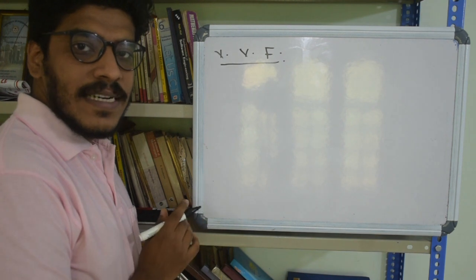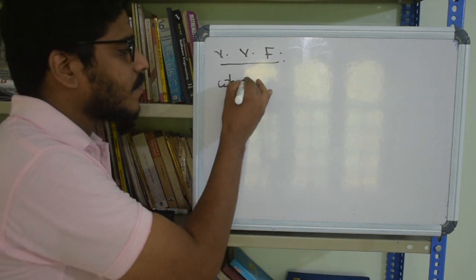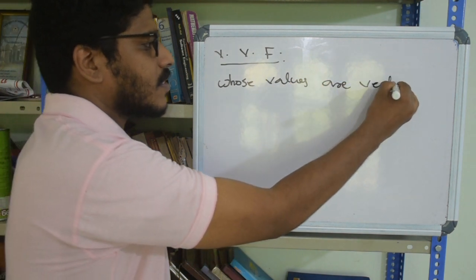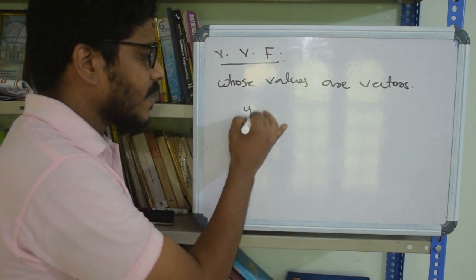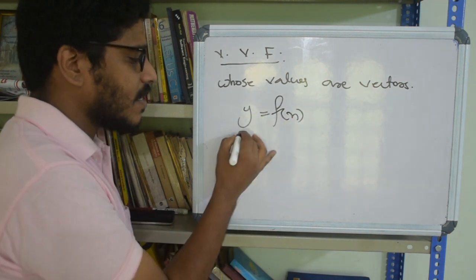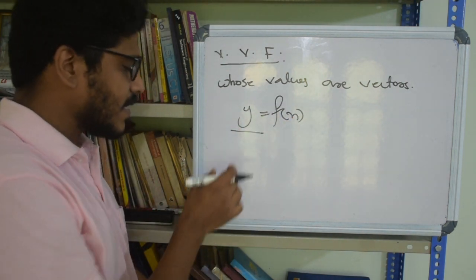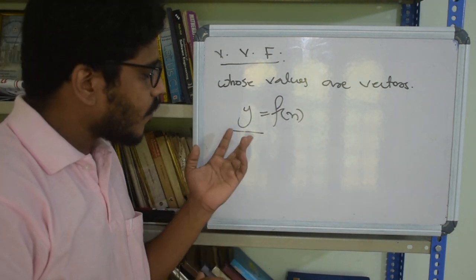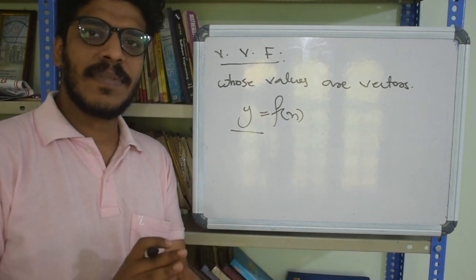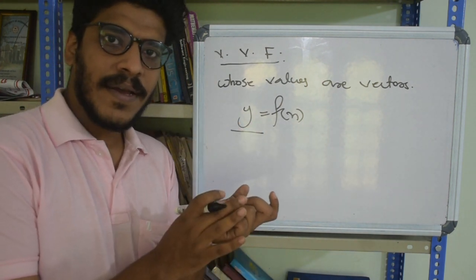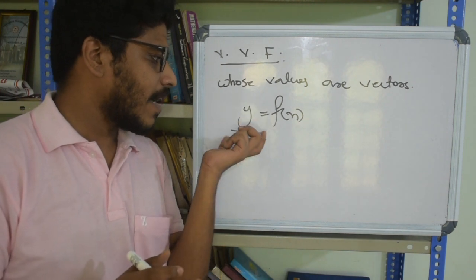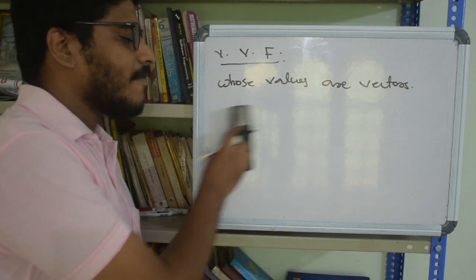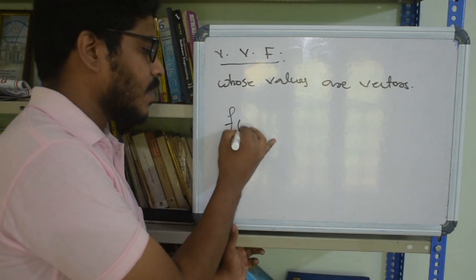A vector valued function is a function whose values are vectors. When we write y equal to f of x, the value of the function is y, which is a real number here if we choose both to be real numbers by default. So y equal to f of x has both x and y as real numbers, and this is a real valued function, since the value of the function y is a real number.